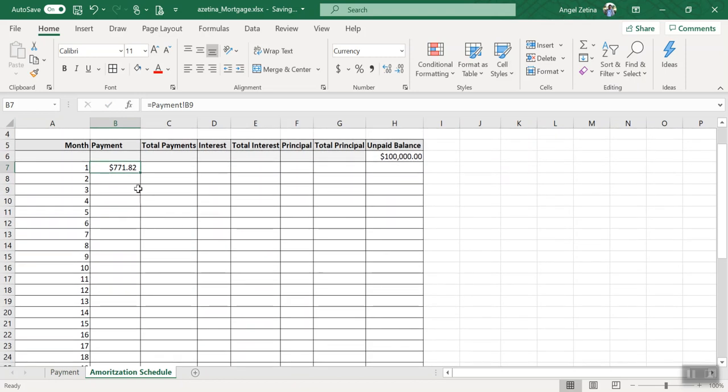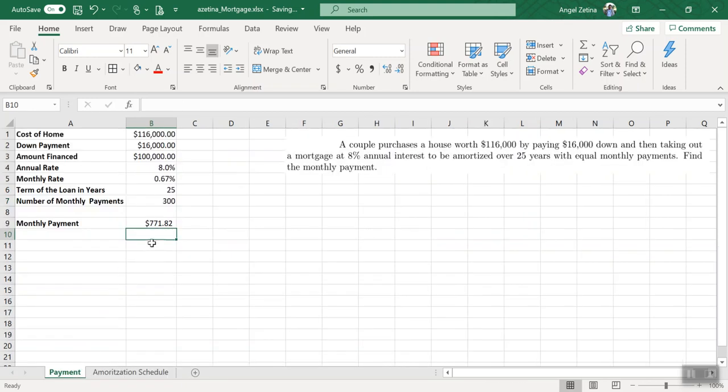Now we have to be careful here, because all of these have to be 771.82. If I drag down the arrow, you'll notice that it has $0. Why? Because what it is doing is trying to copy all the cells that follow after 771.82, and there's nothing there, there's 0.